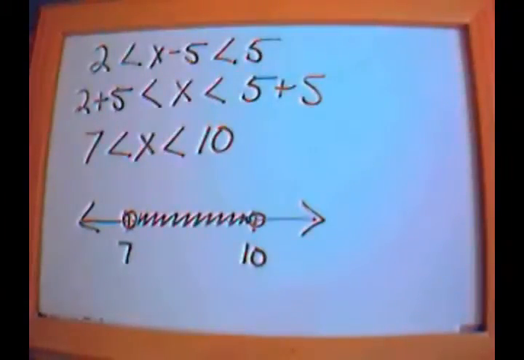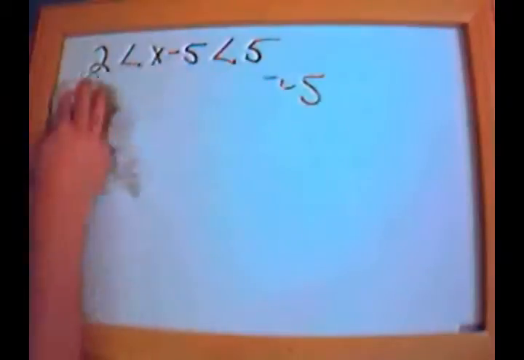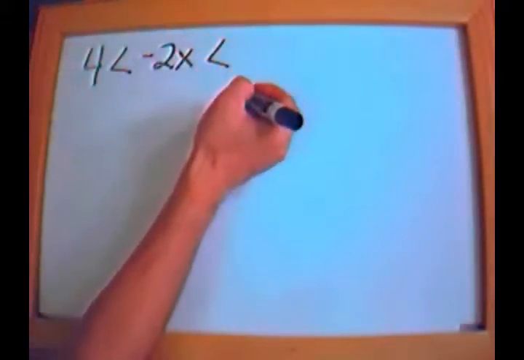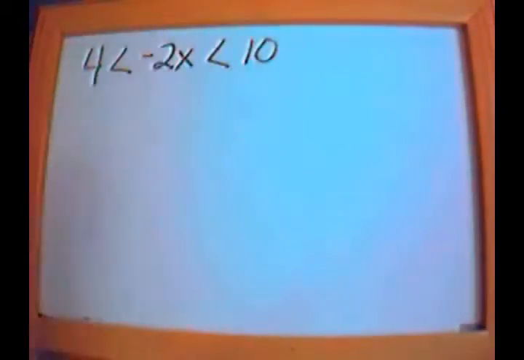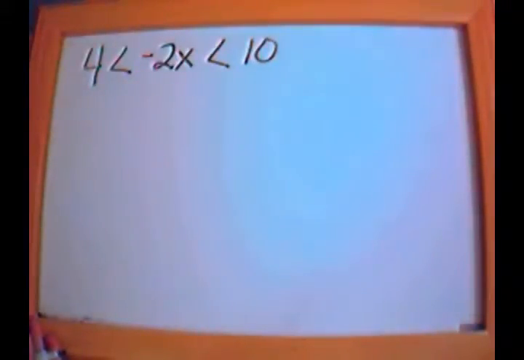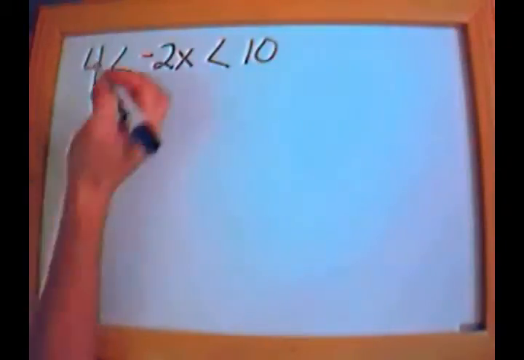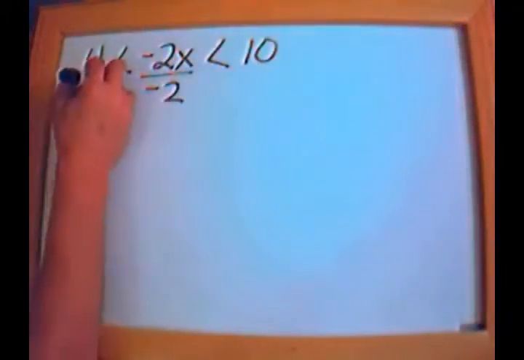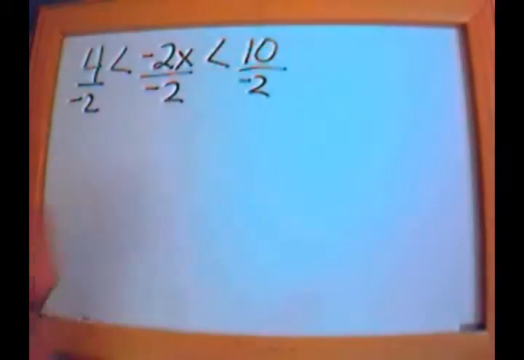So you really solve this in the same manner that you solve equations. It's just that it's a little different because you've got to add the numbers or subtract the numbers from 3 different places. So let's say we had, taking it a step further, 4 less than minus 2x, which is also less than 10. Okay. Now I want to get the x by itself in the middle. And the way I need to do that is divide by negative 2. However, when I divide by a negative, all the signs are going to flip. So let's do that. I'm going to divide by negative 2 here, here, and here.